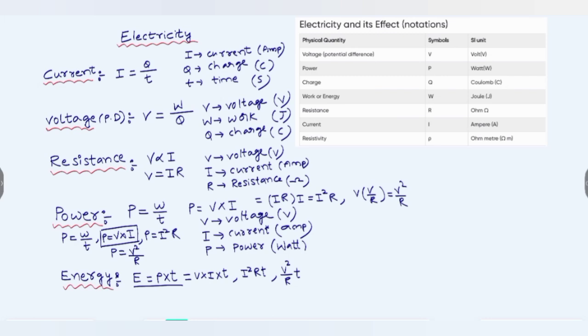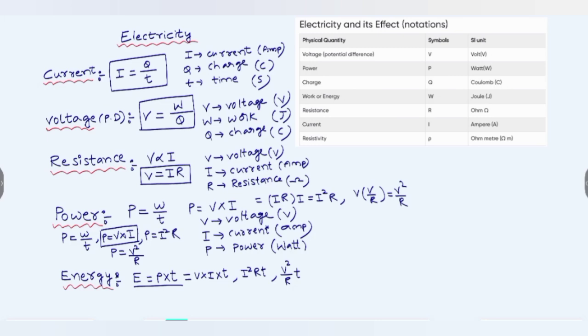So by this, remaining all you can remember. Here voltage is equal to I into R. Here voltage is equal to W by Q. Here I is equal to Q by T. So these all, it is better if we list them out in a chart like this. You can remember the formulas easily.